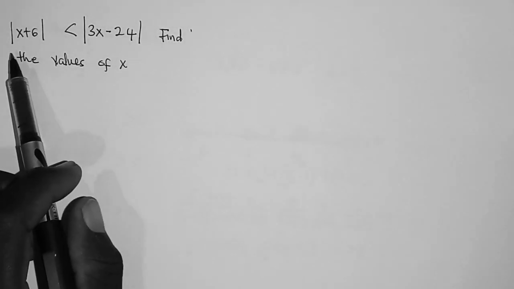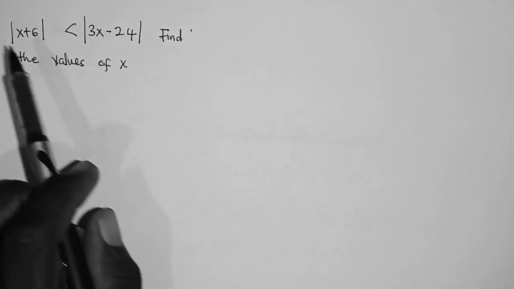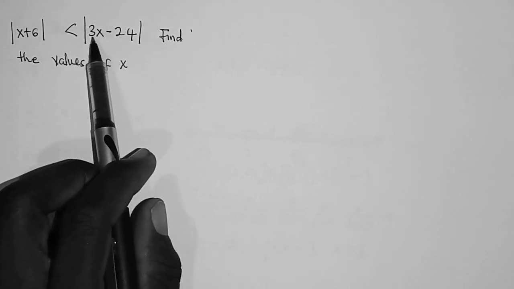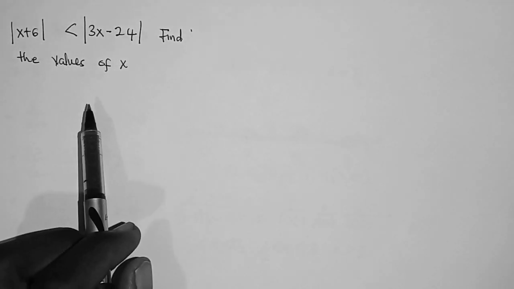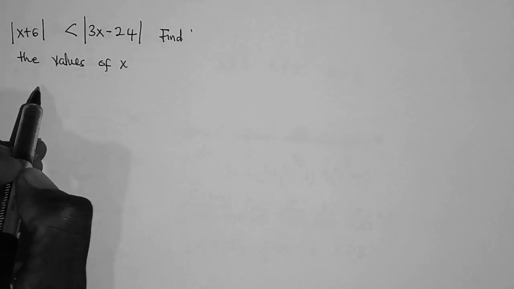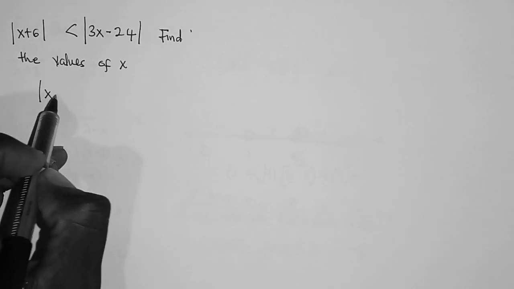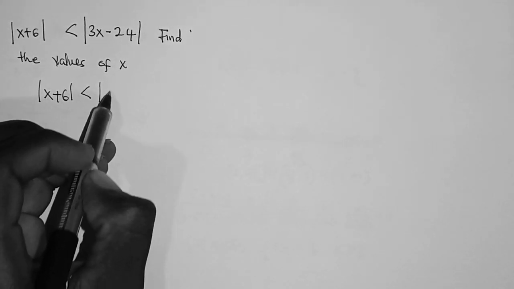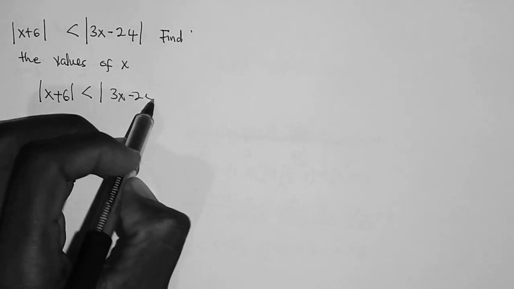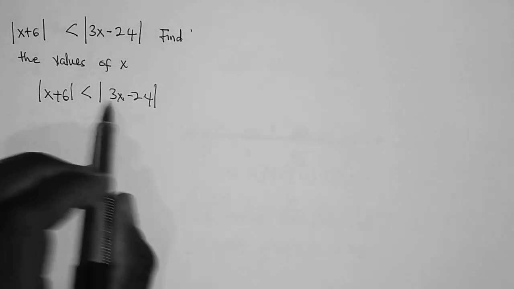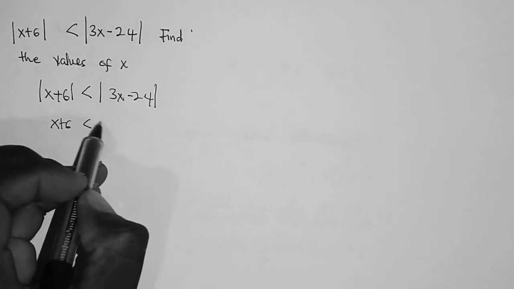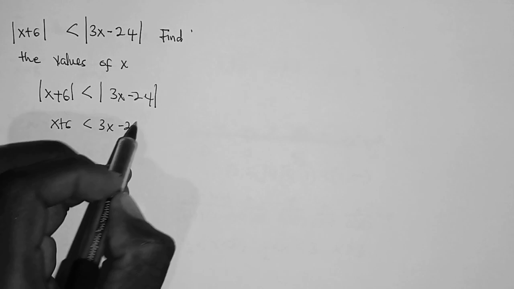So we are supposed to find x in this inequality. The absolute value of x plus 6 is less than the absolute value of 3x minus 24. Now, let's write the question, which is the absolute value of x plus 6 less than the absolute value of 3x minus 24. So we'll remove the absolute values and solve it. So x plus 6 is less than 3x minus 24.